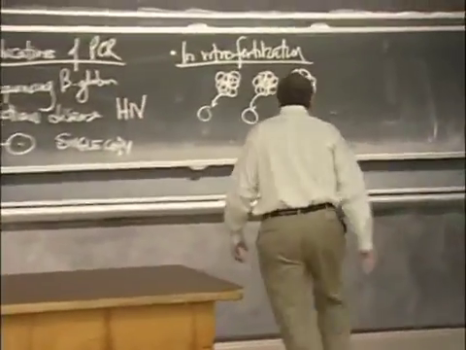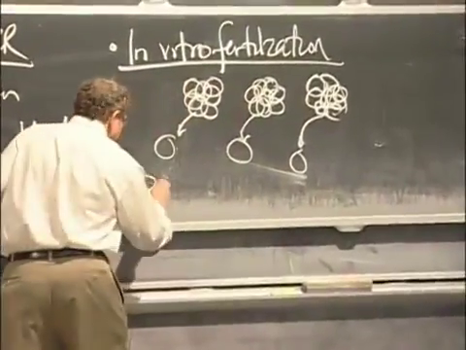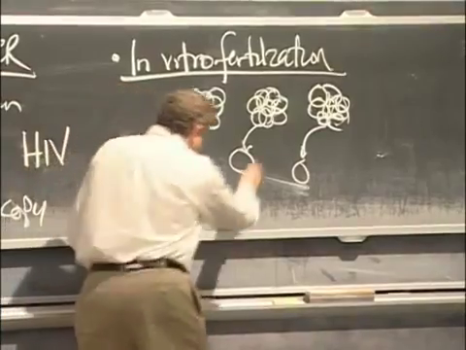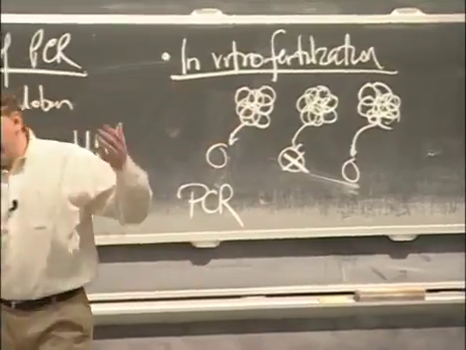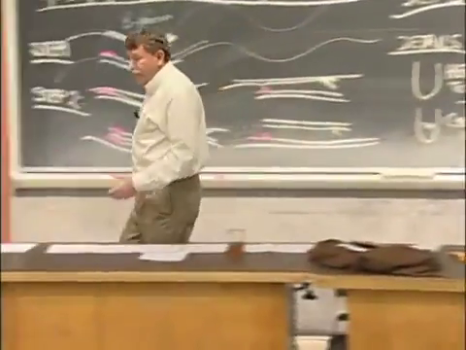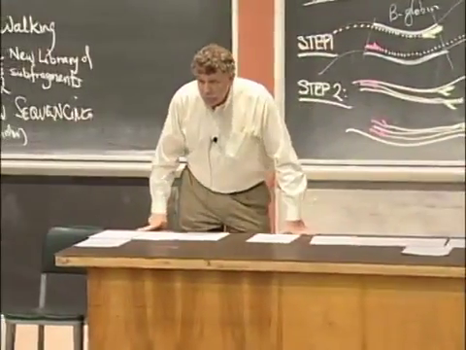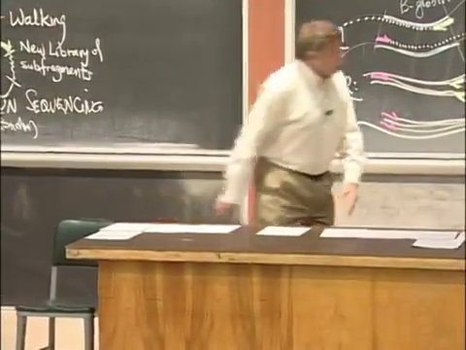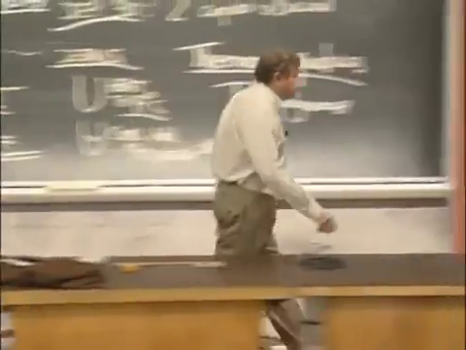And I do PCR. And I can figure out that that one carries the severe genetic disease that's going to cause the baby to die at 5 months, and the couple says we're not going to implant that one. We'll implant the other ones. That's called pre-implantation diagnostics.